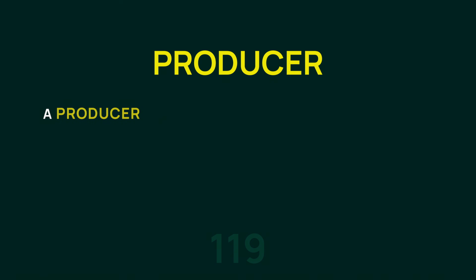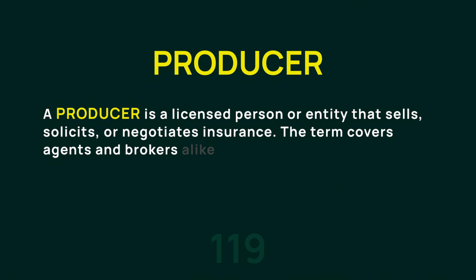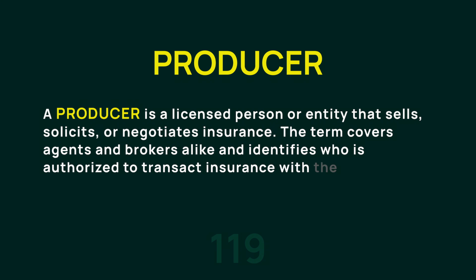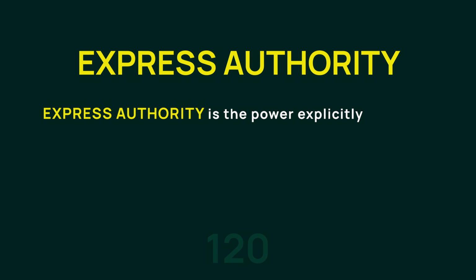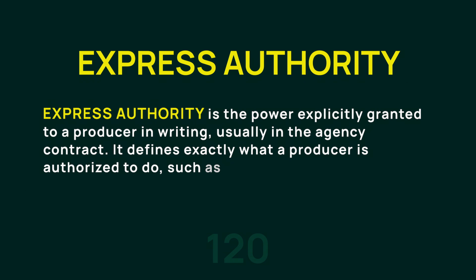Producer. A producer is a licensed person or entity that sells, solicits, or negotiates insurance. The term covers agents and brokers alike and identifies who is authorized to transact insurance with the public. Express authority. Express authority is the power explicitly granted to a producer in writing, usually in the agency contract. It defines exactly what a producer is authorized to do, such as bind coverage or collect premium.